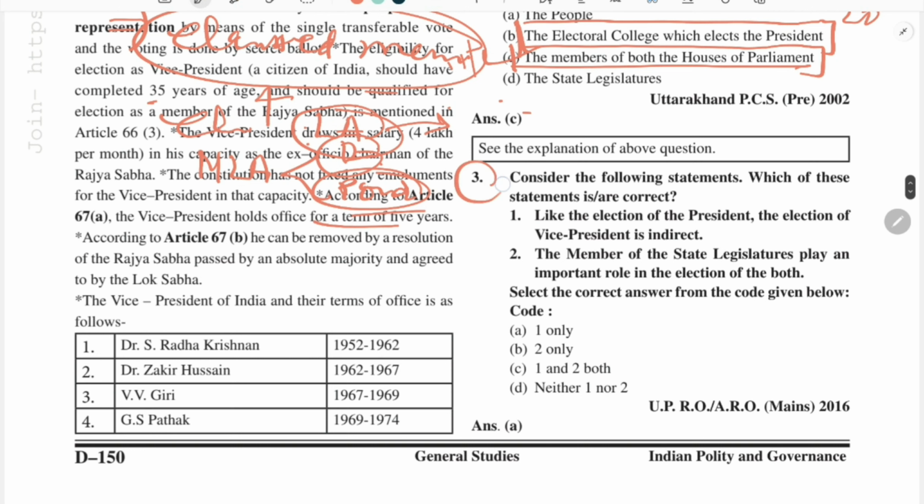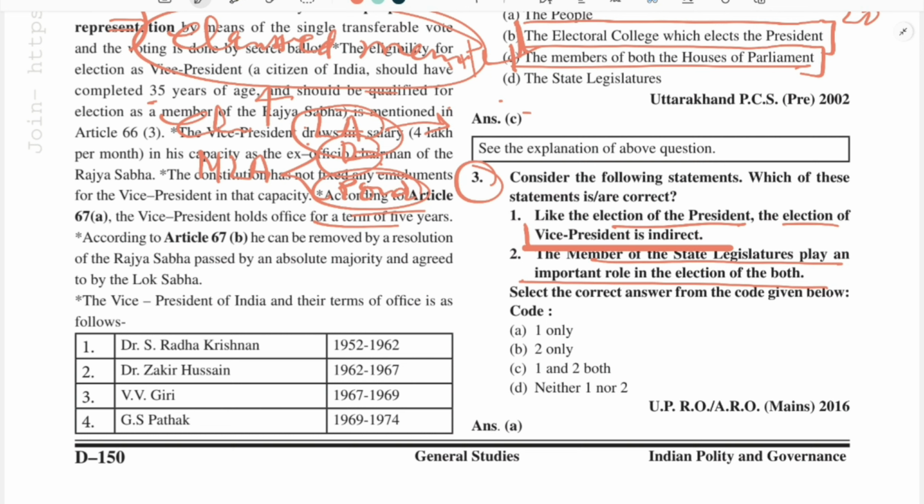So coming to question number 3, consider the following statements. Which of these statements are correct? Like the election of president, the election of vice president is indirect. The members of state legislature play an important role in the election of both. So I told you that like the election of president, the election of vice president is indirect. When we discuss the chapter on the president, we will discuss it in more detail.